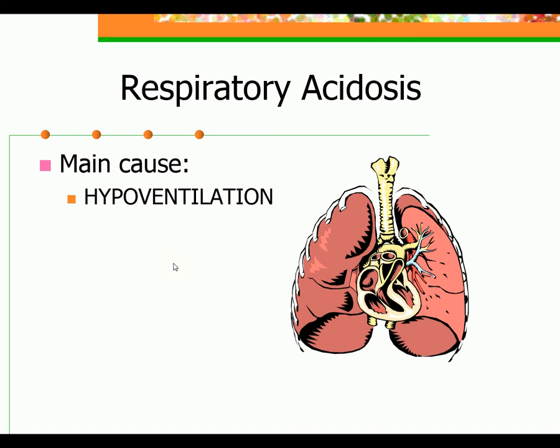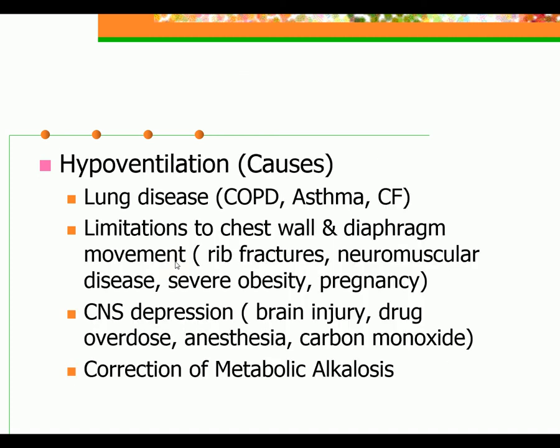Respiratory acidosis. The main cause is just the opposite, hypoventilation. The causes are lung disease, COPD, asthma, and CF. Limitations to the chest wall and diaphragmatic movement, so anything like rib fractures, neuromuscular disease, severe obesity, pregnancy, all of those could cause limitation of chest wall movement, resulting in hypoventilation.